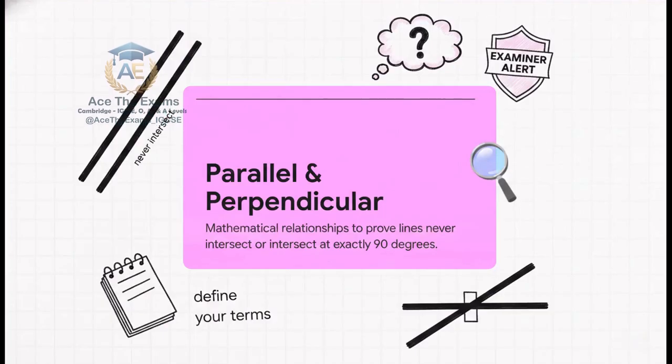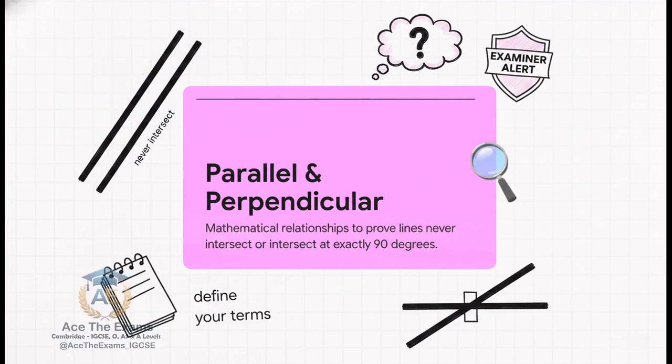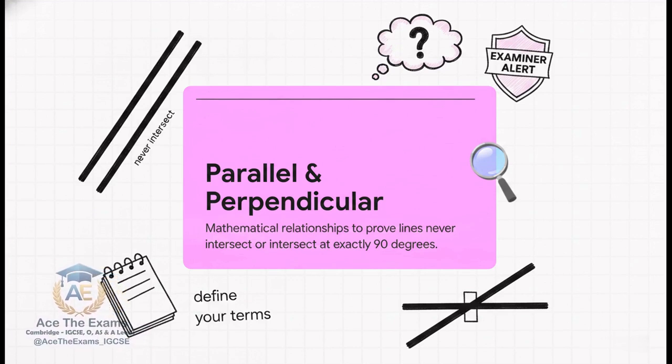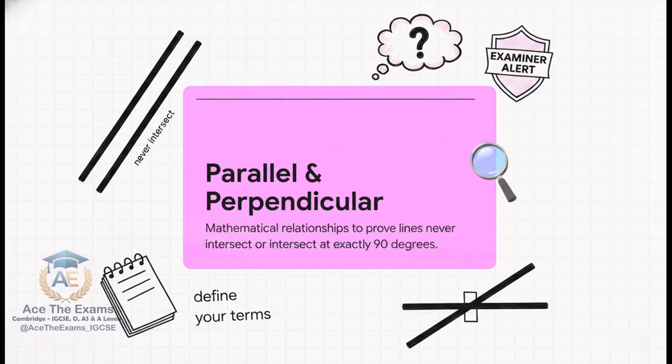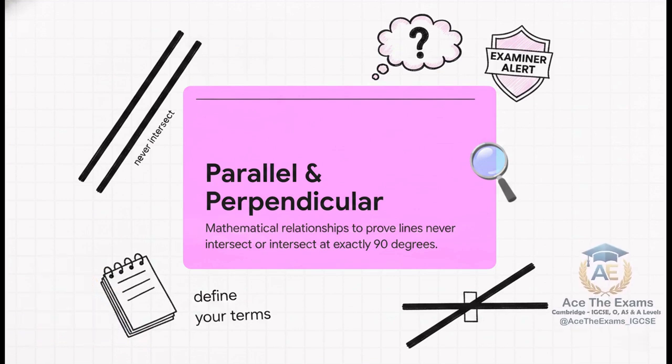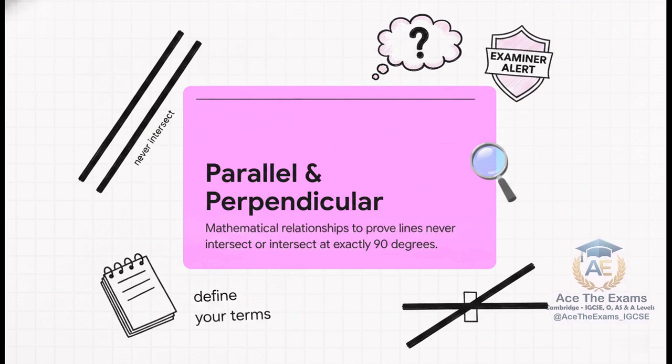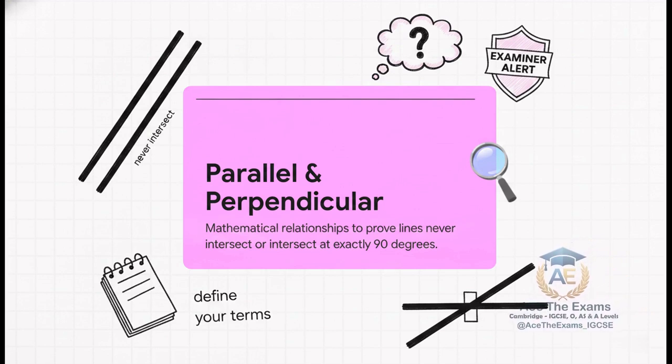When we talk about theoretical foundations, we absolutely have to shift our focus away from just blindly memorizing simple equations. Parallel and perpendicular conditions dictate the mathematical relationships and precise terminology required to prove lines either never intersect or intersect at exactly 90 degrees. But here is our first major examiner alert. Candidates consistently confuse key terminology. Never, ever assume the examiner knows what you mean. You have to define your terms clearly before you build your proof.